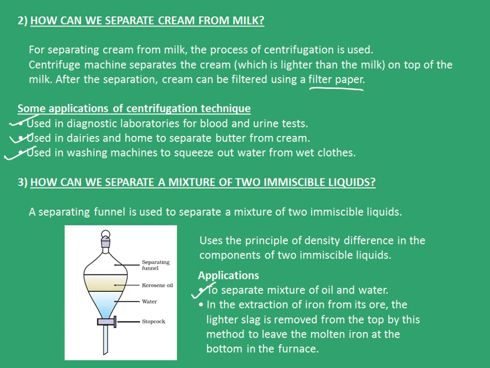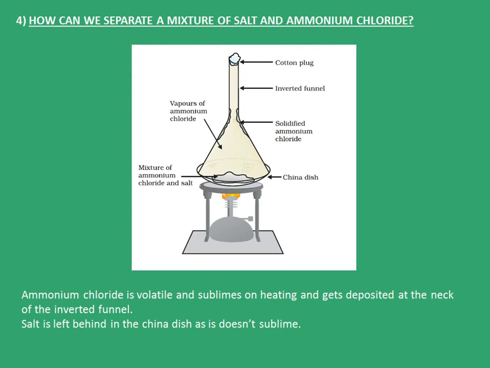The lighter slag is removed from the top by this method to leave the molten iron at the bottom in the furnace. The fourth one is, how can we separate a mixture of salt and ammonium chloride? In this case, ammonium chloride is volatile and sublimes on heating, and it gets deposited at the neck of the inverted funnel. Salt, which is a non-volatile component, is left behind in the china dish.